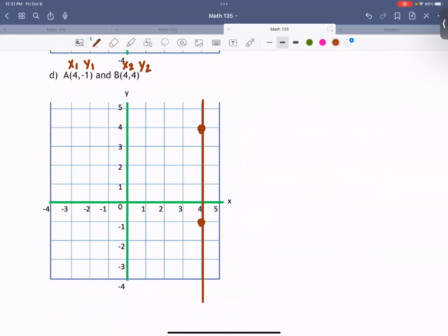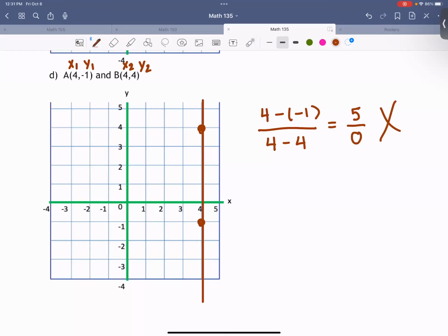Let's plug it into the formula. y2 is 4, y1 is -1, x2 is 4 and x1 is 4. So when I subtract these, I get 5 over 0. This isn't going to have a solution, right? Because if you divide 5 by 0 in your calculator, it's either going to say error or it's going to freak out on you. It's not going to tell you the answer. This actually cannot happen.